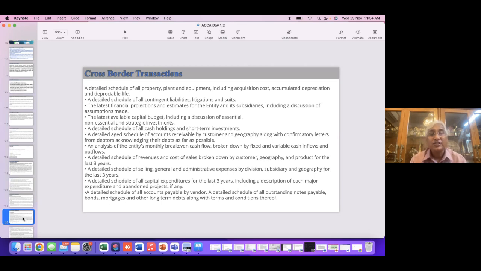The latest financial projections and estimates for the entity and its subsidiaries, including a discussion of assumptions made. The latest available capital budget, including a discussion of essential, non-essential, and strategic investments. A detailed schedule of all cash holdings and short-term investments. A detailed aged schedule of accounts receivable by customer and geography, along with confirmatory letters from the debtors acknowledging their debts as far as possible.